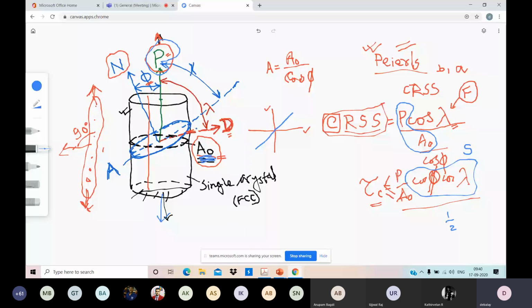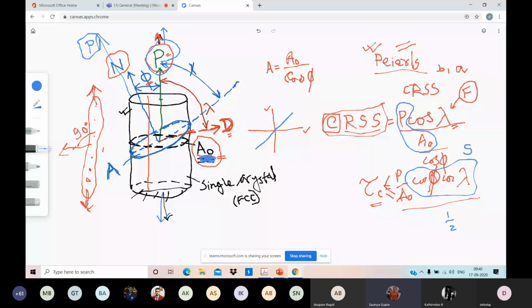The A naught plane will not slip, sir? If my loading is along P, yes, I'm taking your question. But if I apply the load in another way, if I apply P in this way, then slip on this A naught plane would be possible because there will be resolved shear stress on this plane. If it exceeds the critical value, then slip would occur. So you have to increase P so that a sufficient value is reached and this condition is satisfied. How your slip plane is oriented with respect to your loading direction is most important. Yes, please ask your question.